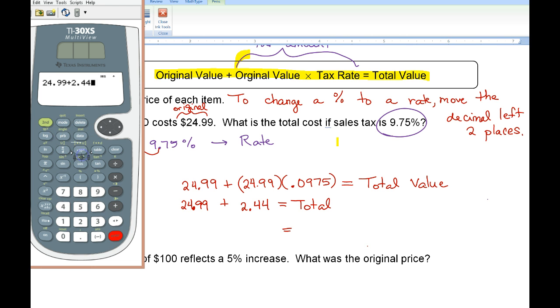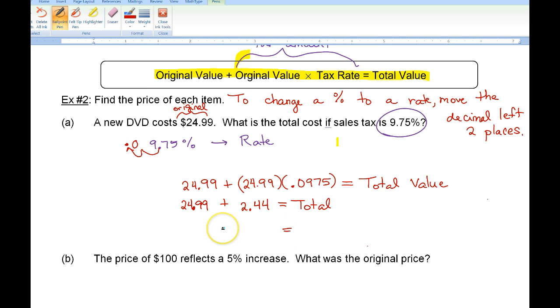There, I missed a 9. So 27.43. That's my total amount. Which sounds pretty reasonable. If you have something for $25, it makes sense to add $2.44 to that to have the tax.